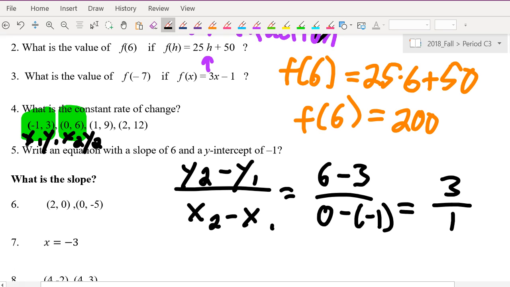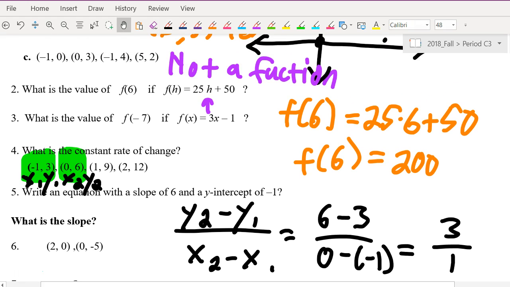Any of these points are on the same line. Therefore, the rate of change and the slope will be the same.